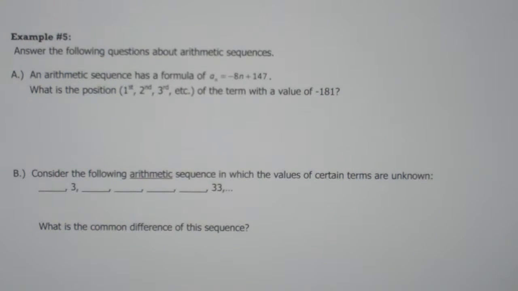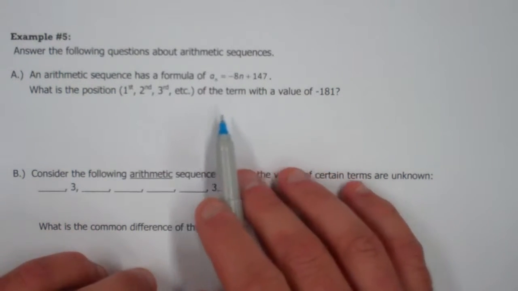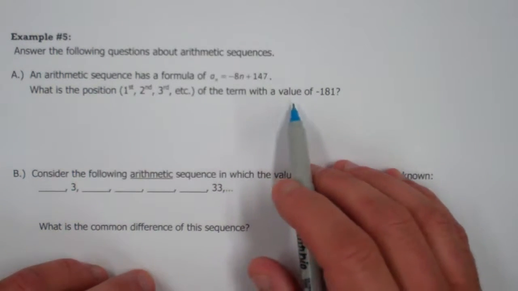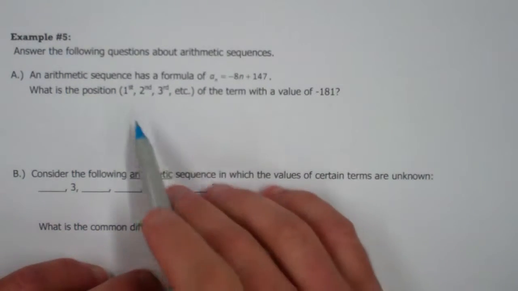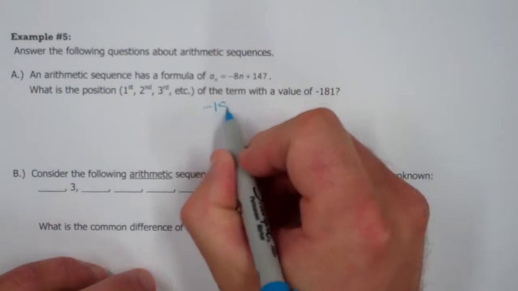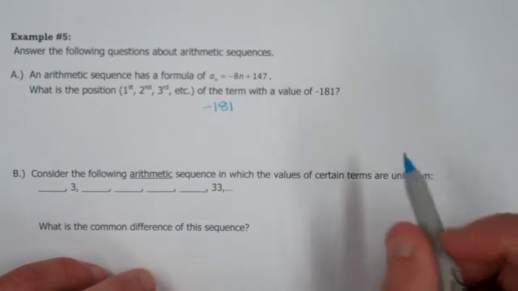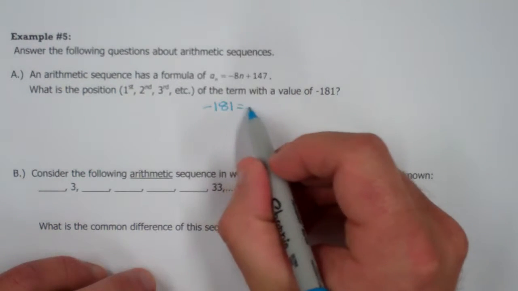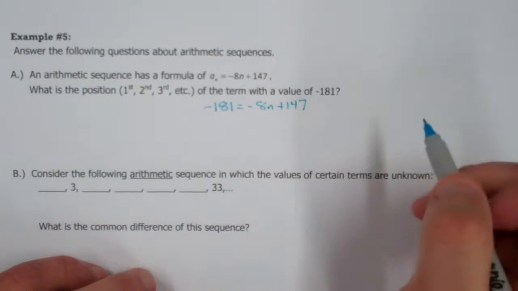Alright, anyways, part A here, an arithmetic sequence has a formula of a sub n is equal to negative 8n plus 147. And we want to look at the position of the term that has a value of negative 181. So we don't know what n is. N is that position. Well, we know that a sub n has a value, or this term has a value of negative 181. So we're going to take that a sub n out, put in negative 181. We've got negative 8n plus 147. Again, we're looking for n.